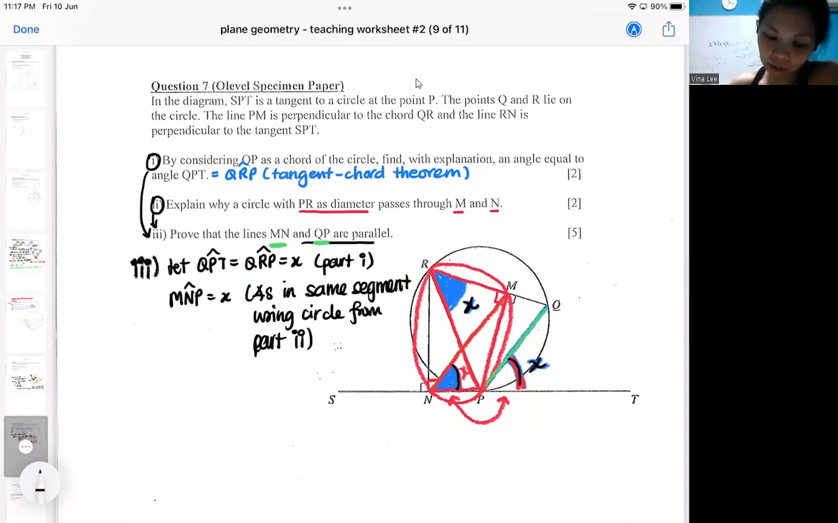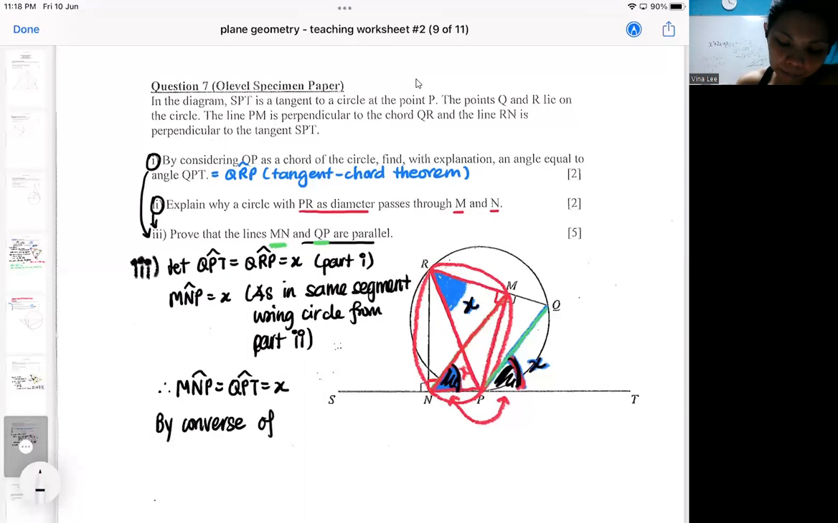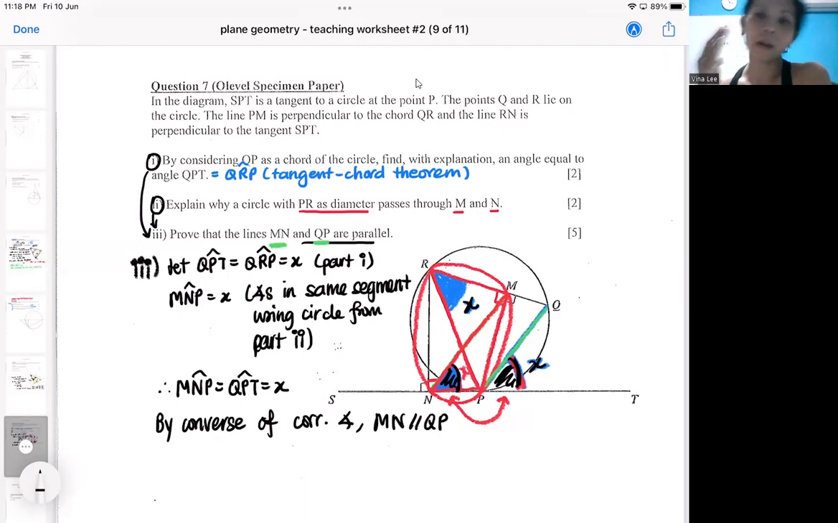And subsequently, you got to link these two angles. So M and P is equal to QPT equal to X. So these are the two contributing angles. These are the two that contribute as a corresponding angle. So by the converse of corresponding angle, MN is parallel to QP. So that's how part 1 and part 2 will be helping you.